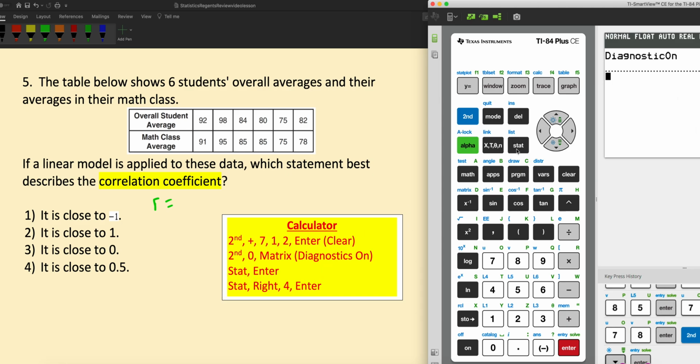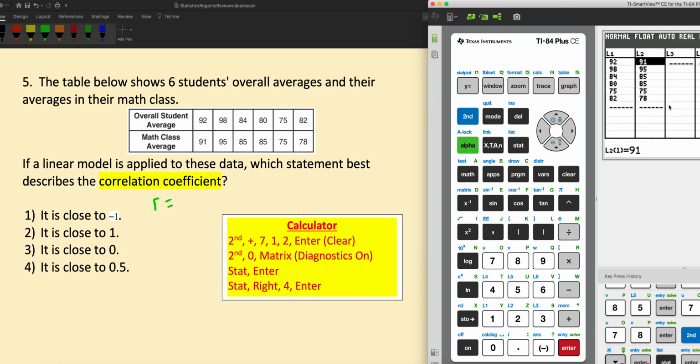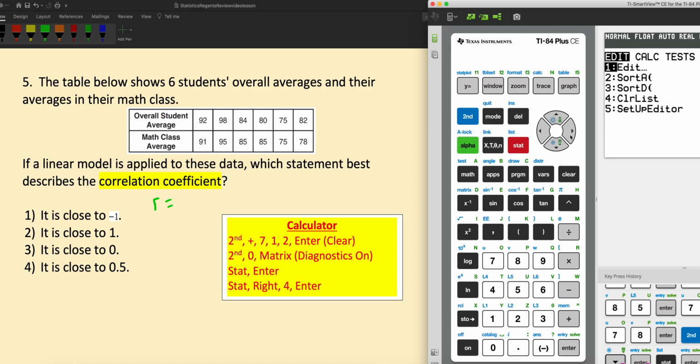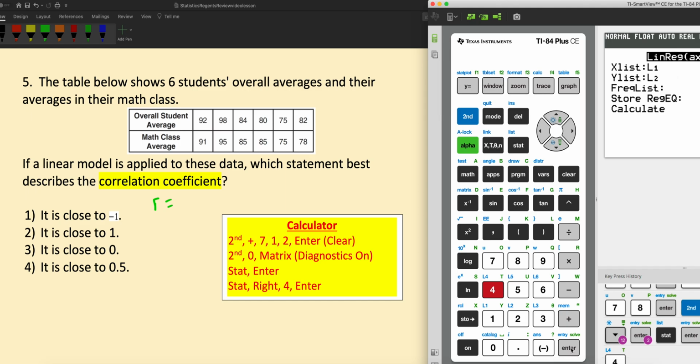Now you hit stat enter again. Your information is already in. See, all your information is there, so don't panic. Now you hit stat, right, 4, enter. Boom, and there we go. What is our R value? R equals 0.924. So that means R equals 0.92.